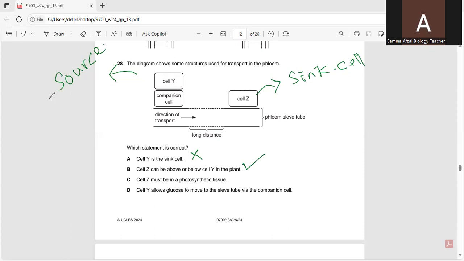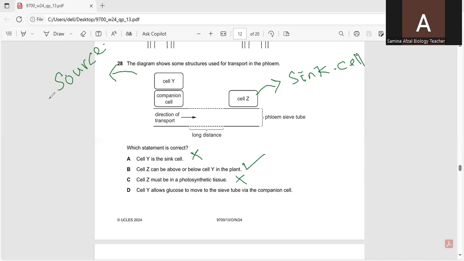Cell must be in a photosynthetic tissue. No, it is not present in photosynthetic tissue. It is present in the downward side. So it is not the photosynthetic tissue. Next, cell Y allows glucose to move to the sieve tube via the companion cell. The last option is D, according to which we have to choose whether it is correct or not correct.